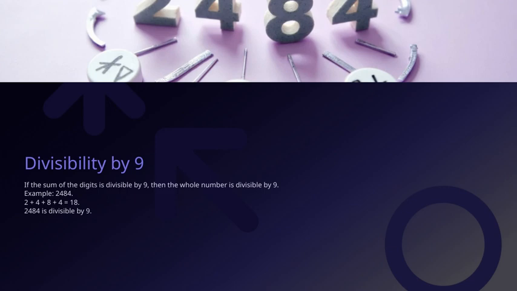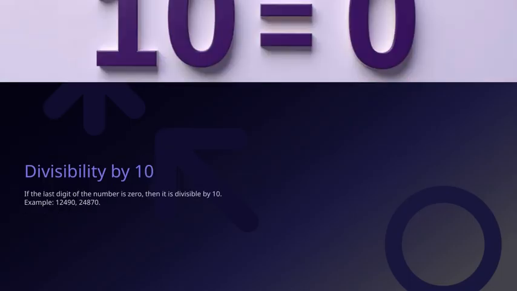Since 18 is divisible by 9, we can conclude that 2484 is also divisible by 9. This rule is very handy because it allows us to quickly check if a number is divisible by 9 without actually performing the division. It connects to our overall theme of understanding divisibility rules and making math easier and more efficient. Now let's talk about divisibility by 10.